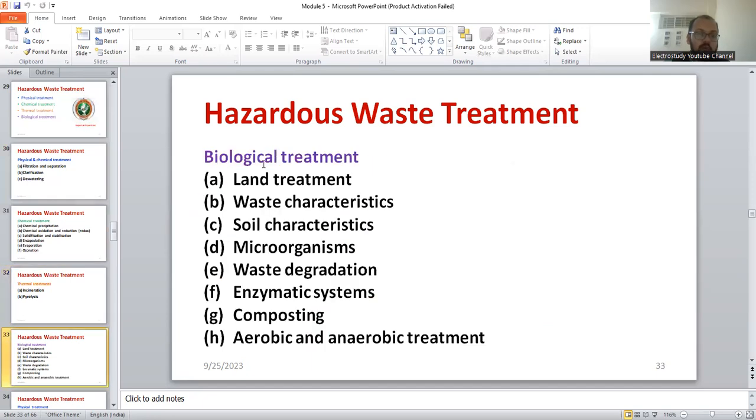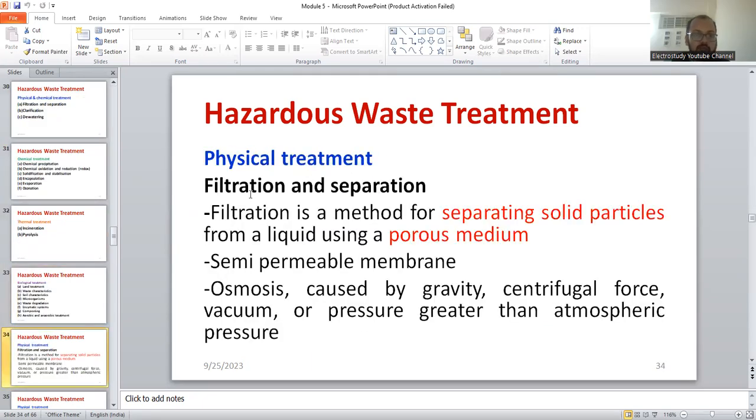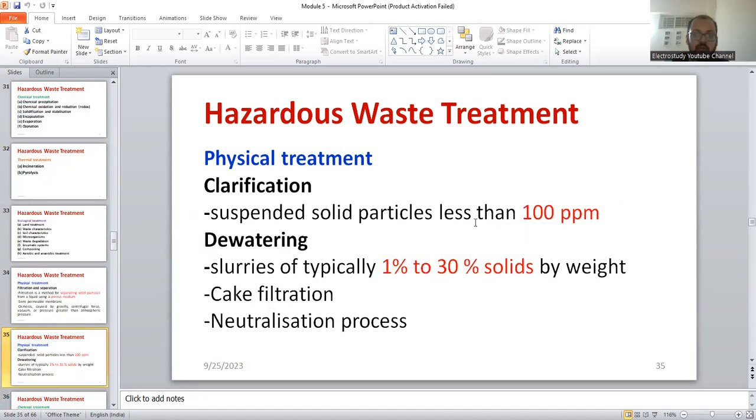So I'm going to talk about the physical treatments. Filtration and separation is very important. You have to use the semi-permeable membrane. Clarification: you can separate the material which is having the size less than 100 parts per million. Dewatering is another technique. We already discussed removal of the moisture content. Cake filtration, that is a best example.